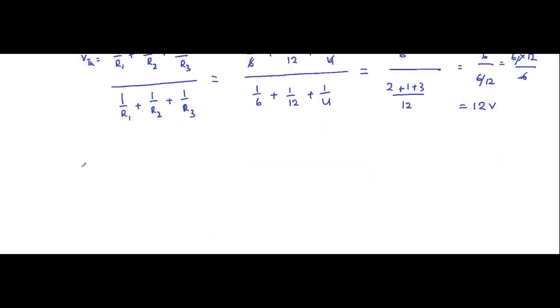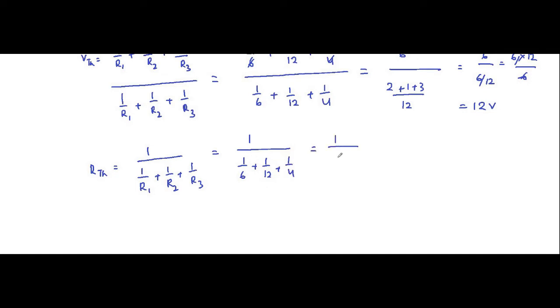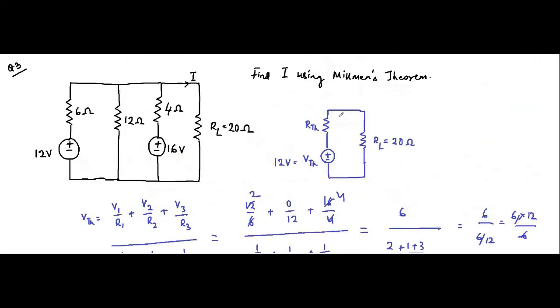Now we have to calculate RTH, which is R1 parallel R2 parallel R3 directly. 1 divided by 1 by 6 plus 1 by 12 plus 1 by 4 is 1 by 6 by 12, which is equal to 2 ohms. Yes, it's 2 ohm. RTH is 2 ohm. So VTH is 12 volt, RTH is 2 ohm.